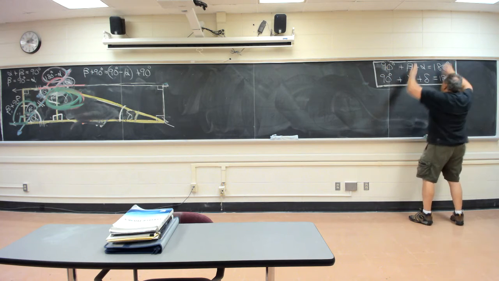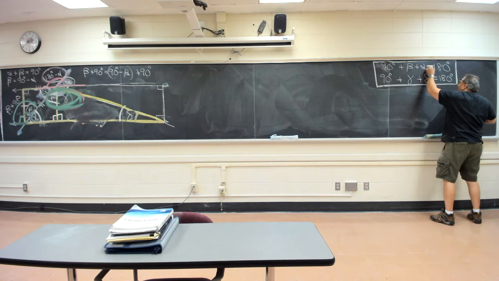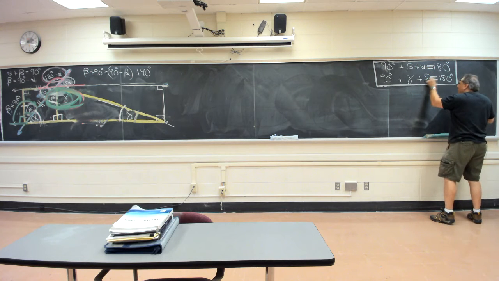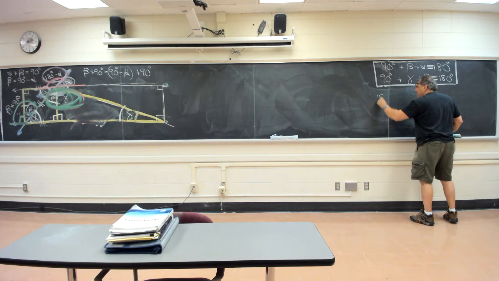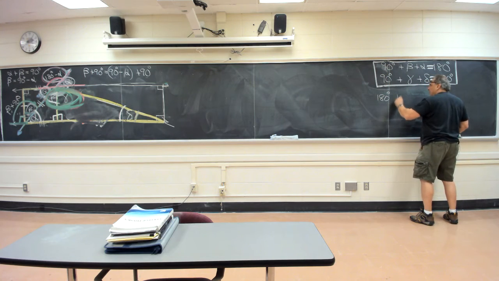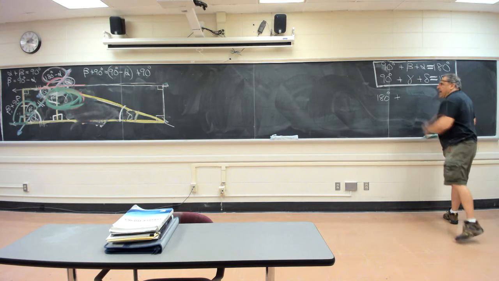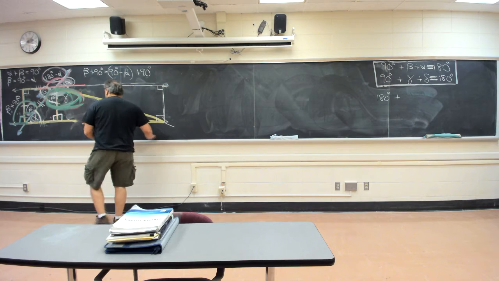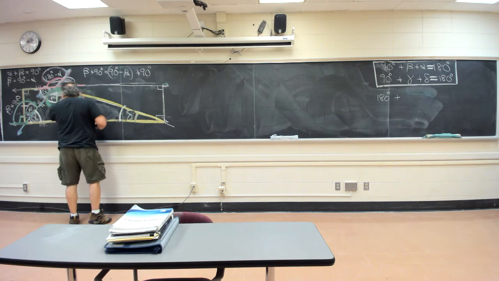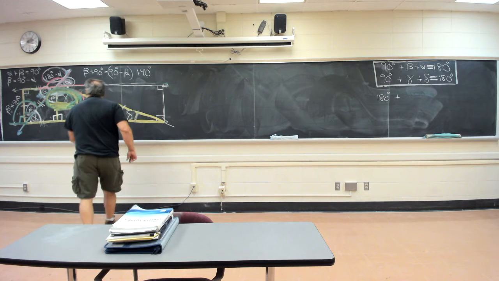Now, let's add these two equations. Let's add these two equations together. 90 and 90, 180. Beta plus gamma. Purposely did that. These guys right here, beta plus gamma.